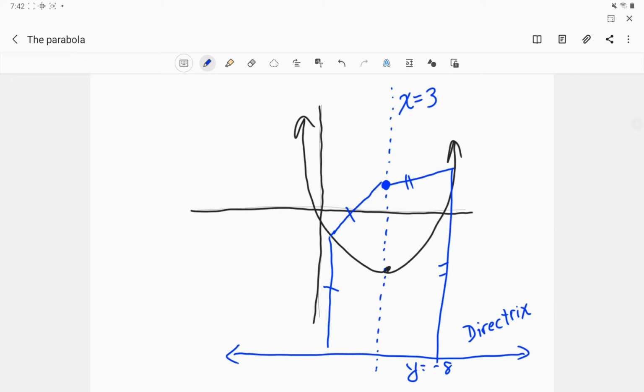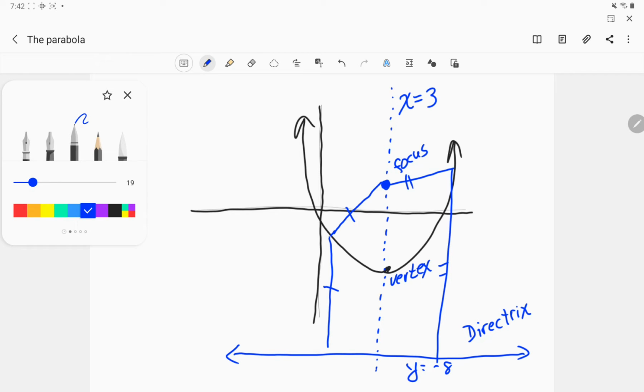So we have a focus point right here. We have a vertex right here. We have a directrix down here, and we have that axis of symmetry going through. All right, so time to make some notes.